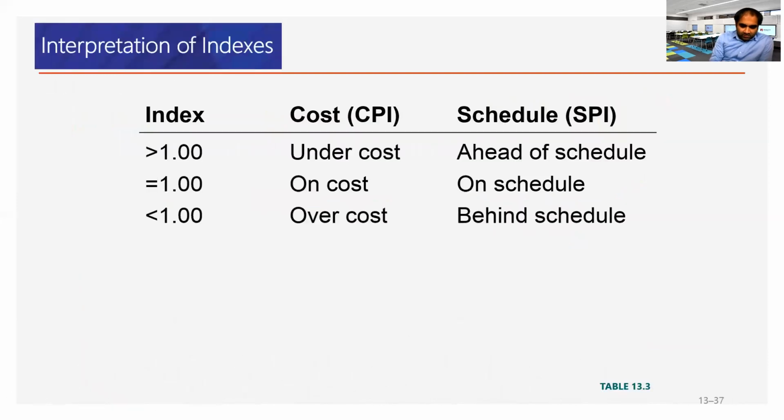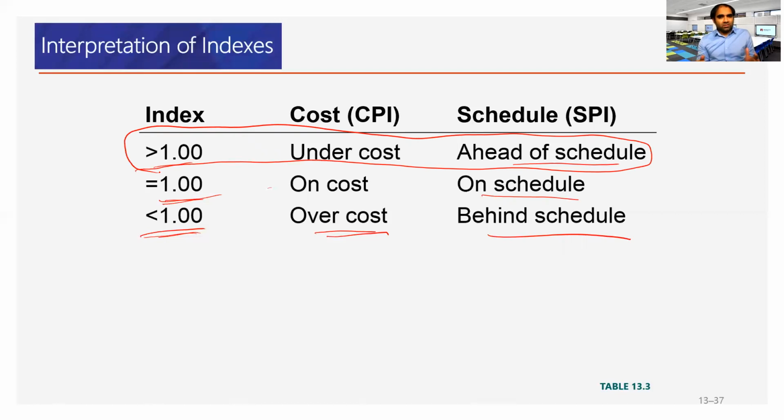If it is less than 1, behind schedule; greater than 1, ahead of schedule; exactly equal to 1, on schedule. As for the CPI, if it is less than 1, over cost; equal to 1, on cost; greater than 1, under cost, right?